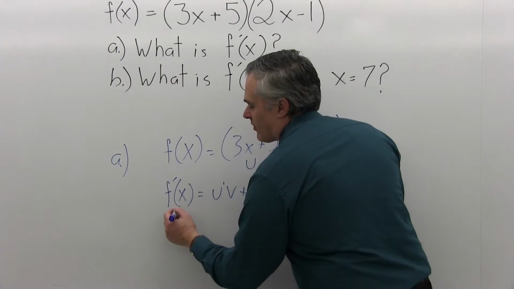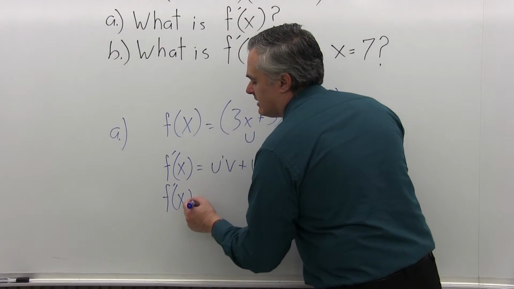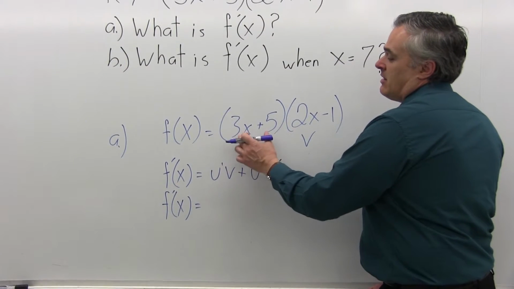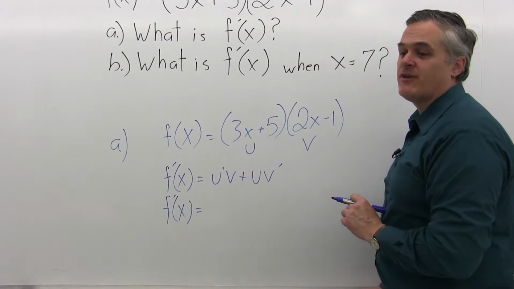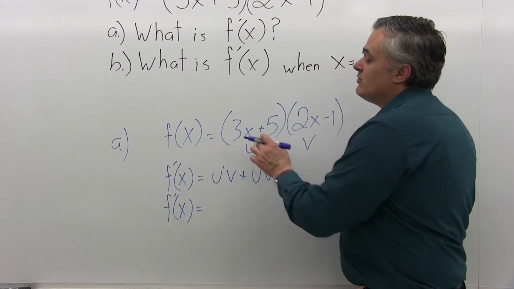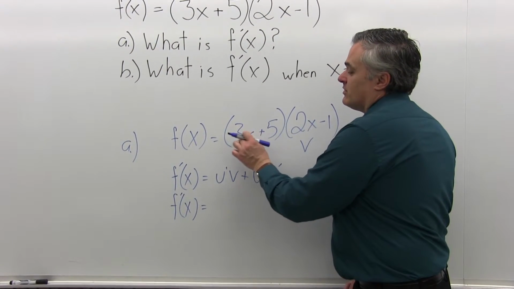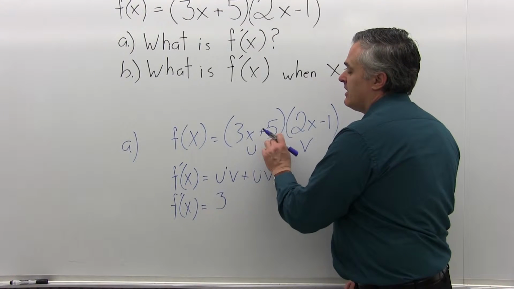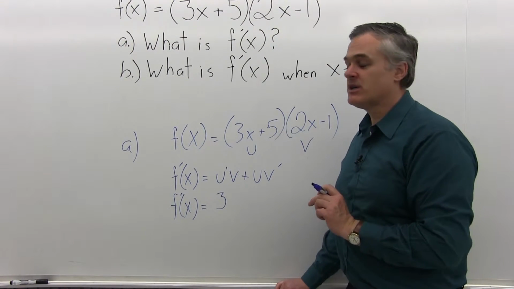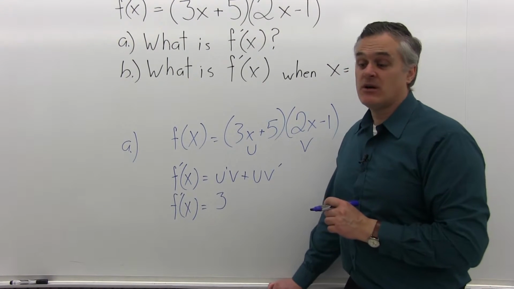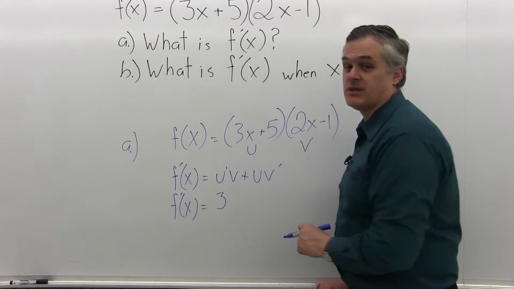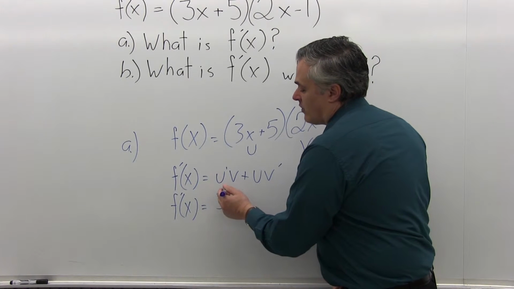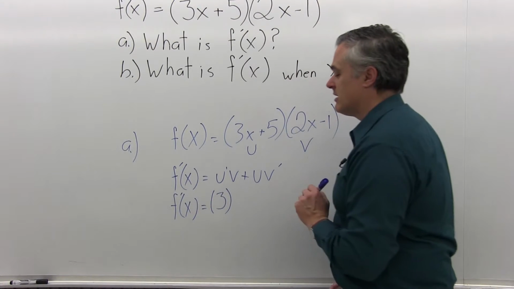So f prime of x equals, so the first piece is u prime. My u is 3x plus 5. So u prime is just going to be 3. The 3x, or 3x to the first power, makes a 3. The 5, because it has no x with it, the derivative is 0. So technically it really is 3 plus 0, which is just 3. So the u prime part of the formula is 3.